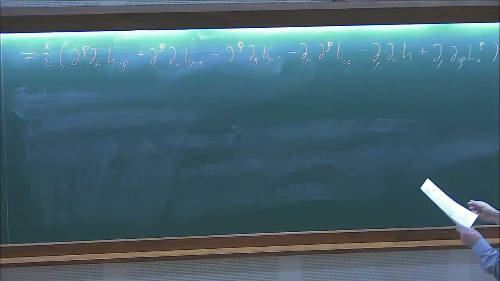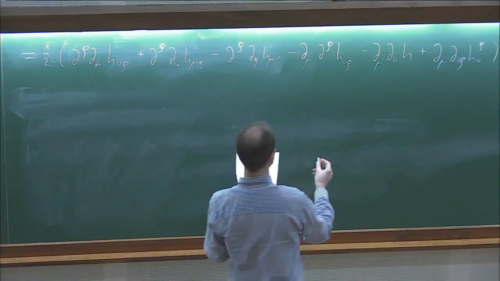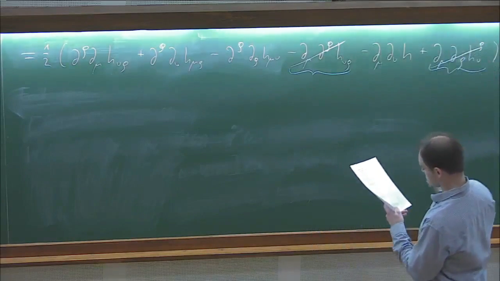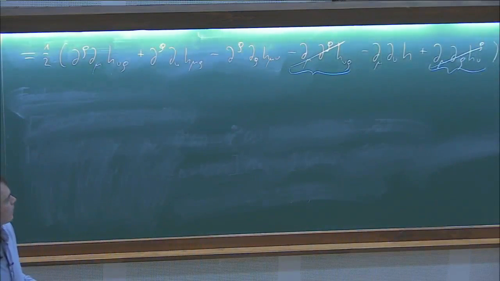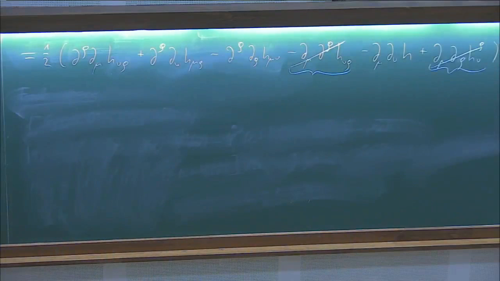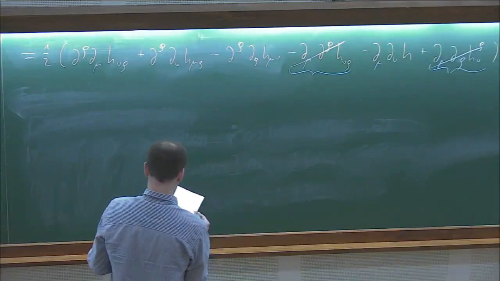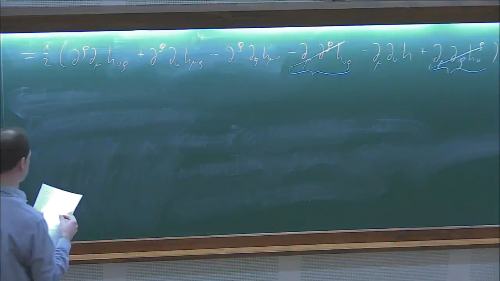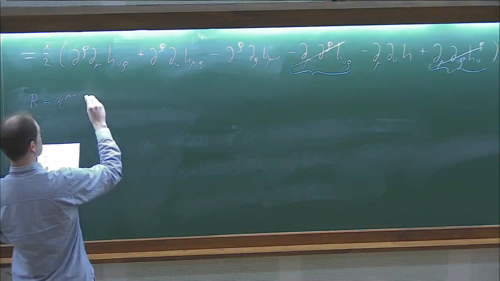Okay, that's just using this metric to raise and lower the indices, and we see that this term and this term actually cancel. Oh, this h, that's what I wrote there, h mu mu. Yes. So we have our Ricci tensor, and now we can also calculate the Ricci scalar, eta mu nu R mu nu.